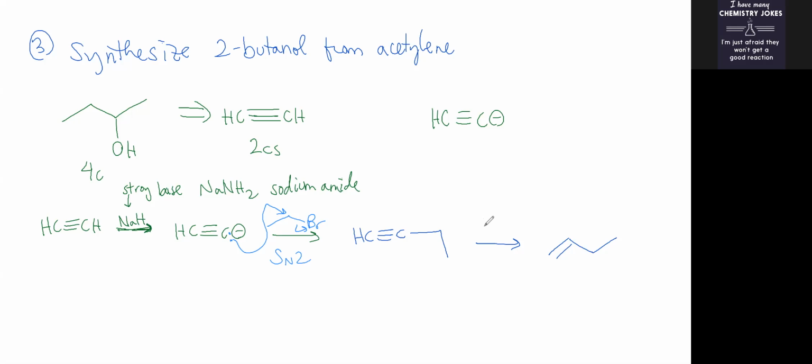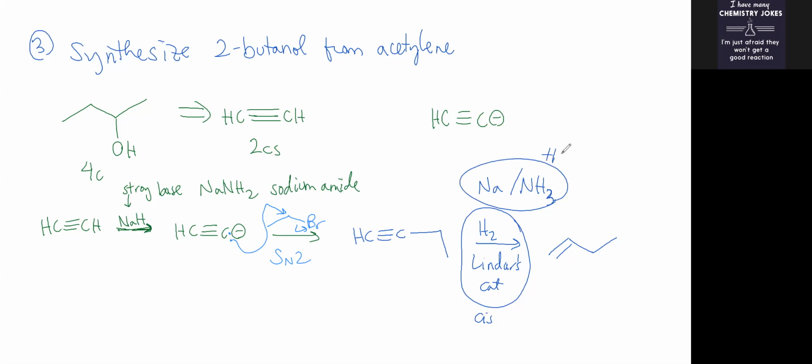Alkyne to alkene, I've got 2 options. That's H2 and Lindlar's catalyst, or Na and NH3, the dissolving metal reduction. Na and NH3, I almost wrote the wrong thing. This one does cis, while that one does trans, but it does not matter whatsoever for the product of this reaction whether you do cis or trans.